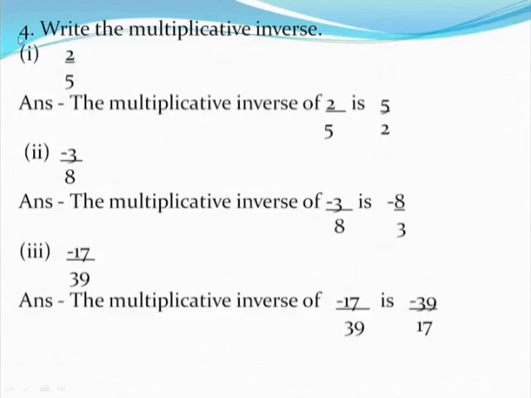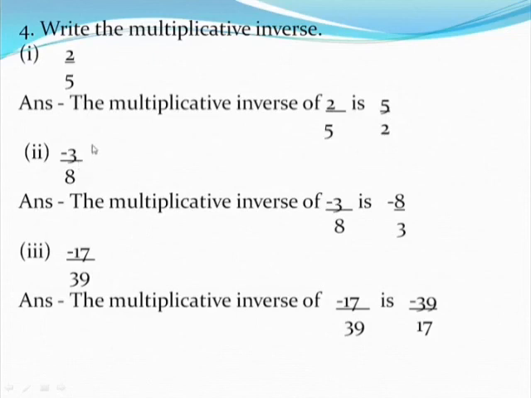Now question number 4. Write the multiplicative inverse. Here, the other name for multiplicative inverse is reciprocal. So reciprocal means interchanging the numerator and denominator. That is 2 upon 5. If you interchange numerator and denominator, you will get 5 upon 2. Therefore, the multiplicative inverse of 2 upon 5 is 5 upon 2.